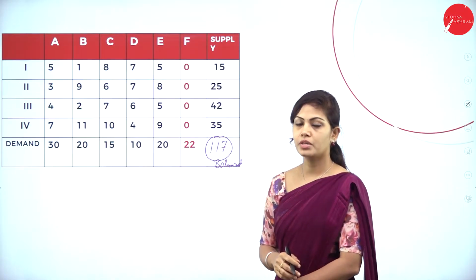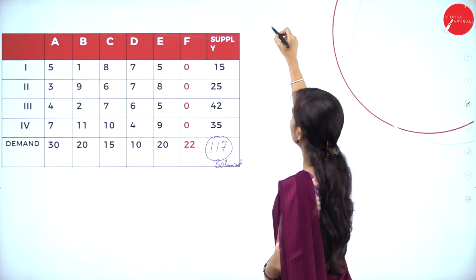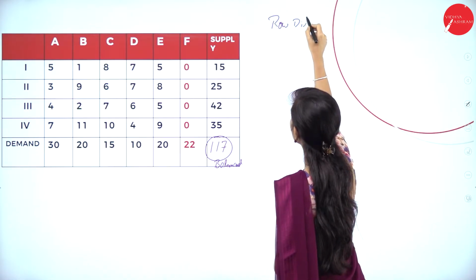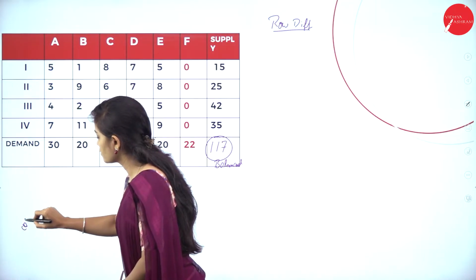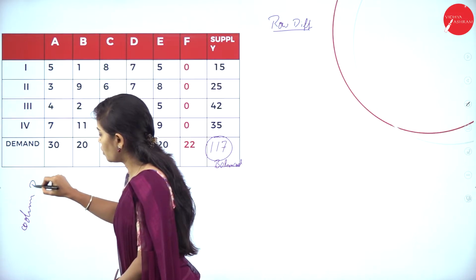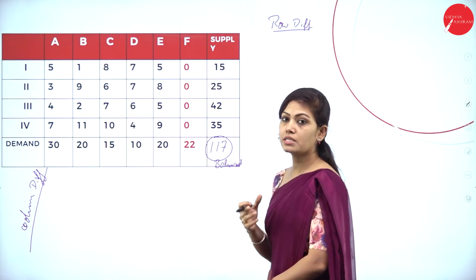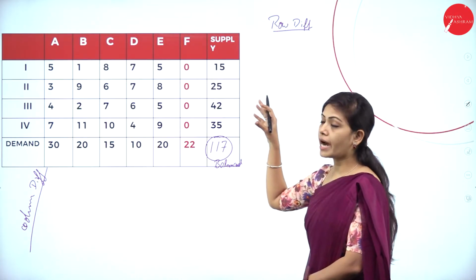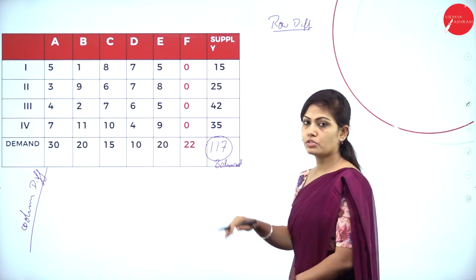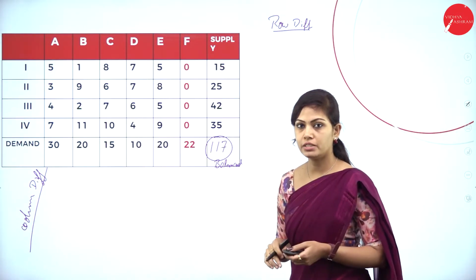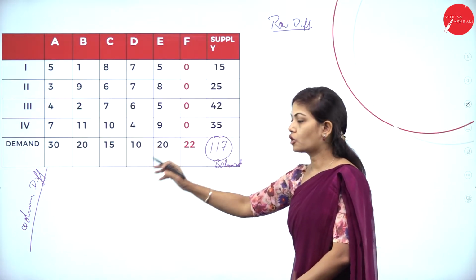Now you can proceed. So what is the next step in Vogel's approximation method? In Vogel's approximation method, we have to find the row difference and column difference. Why do we need this row difference and column difference? For finding the highest penalty cost, we can find the least value here. Using the highest penalty cost, we can find the least value. For finding the highest penalty cost, we use this row difference and column difference.